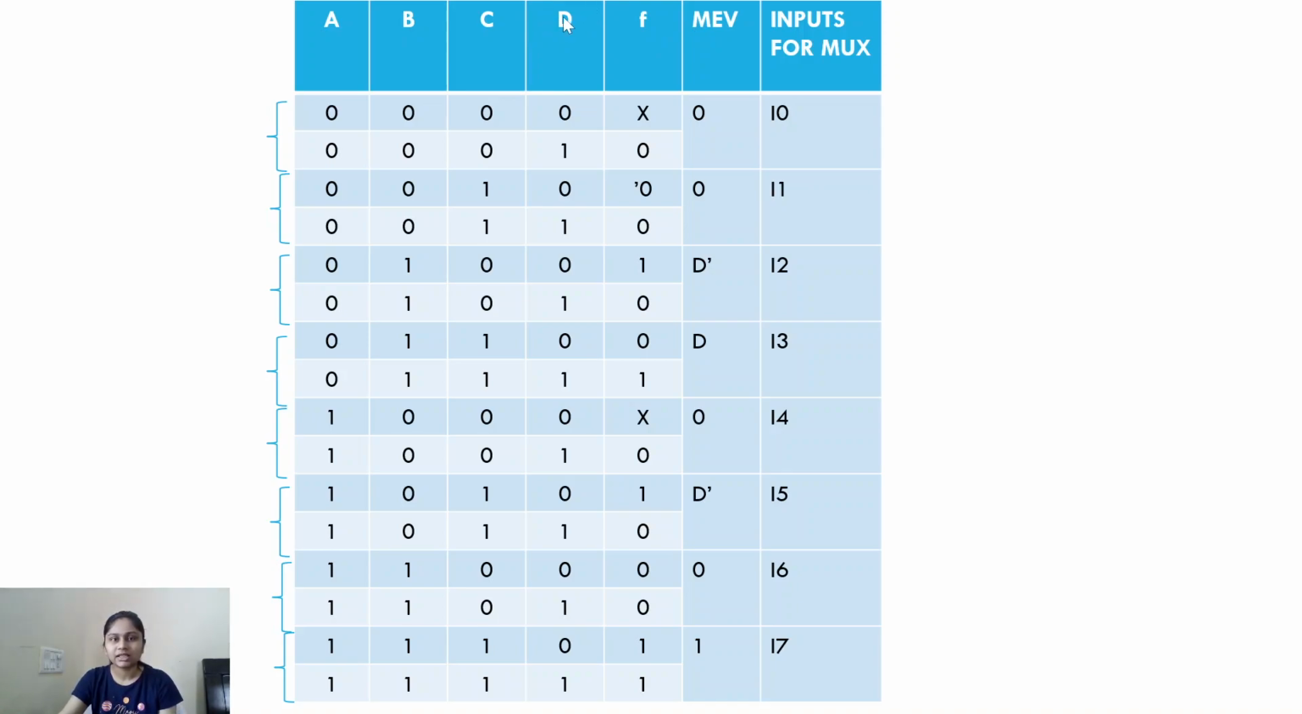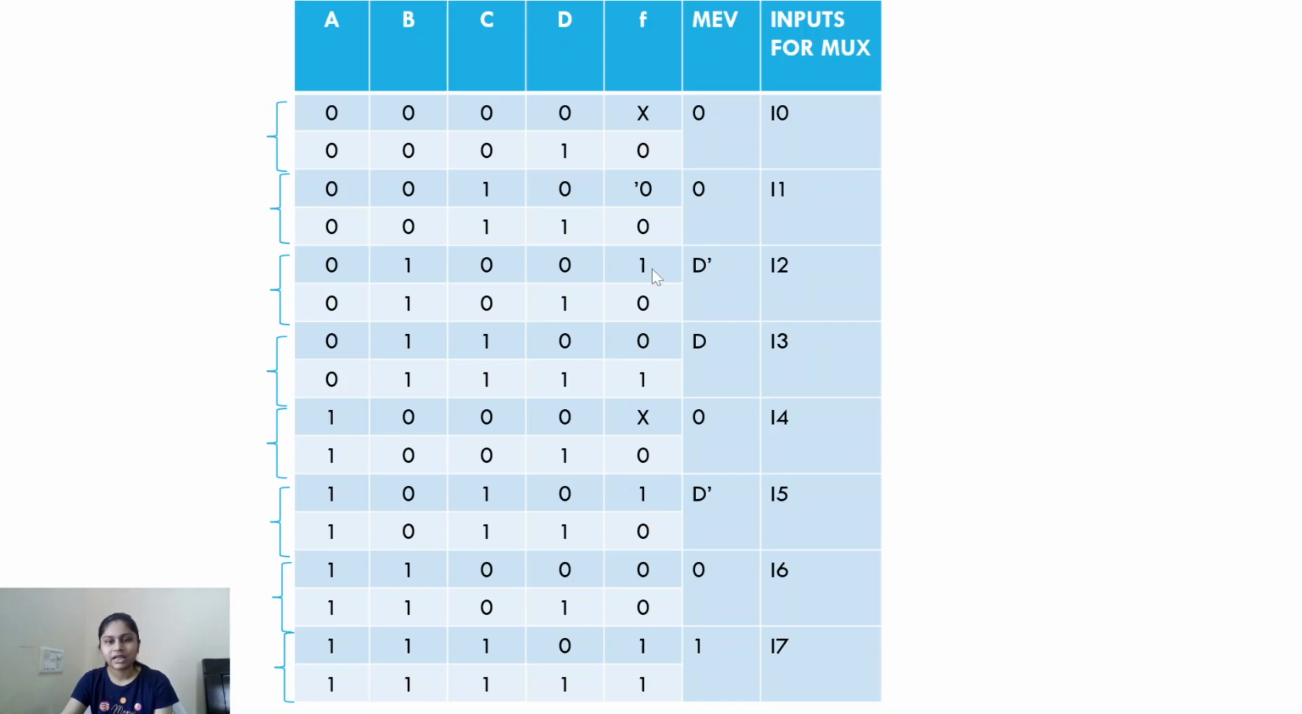Our next step is to select a map entered variable. In this problem, I'm selecting D as my map entered variable. In order to obtain the map entered variable, we need to compare these two rows of a function. We have don't care and 0. This don't care can be considered as 0. So 0 and 0 gives us the map entered variable to be 0. This means that irrespective of the value of D, our function is going to be 0. That's why we write the map entered variable to be 0. In the next one, we have 0 and 0, which gives us the map entered variable to be 0.